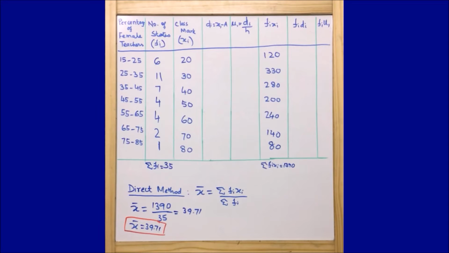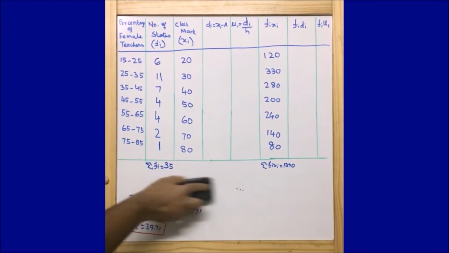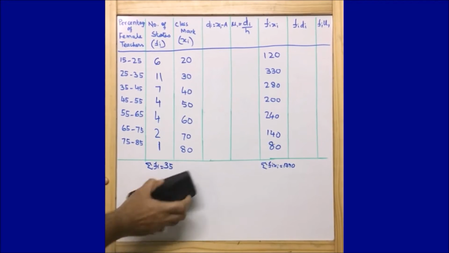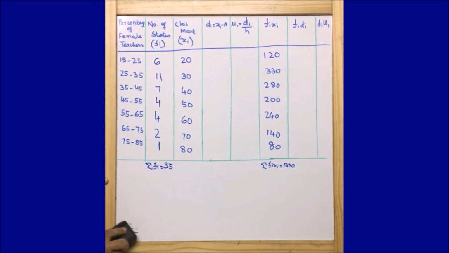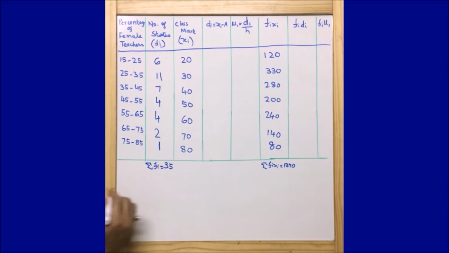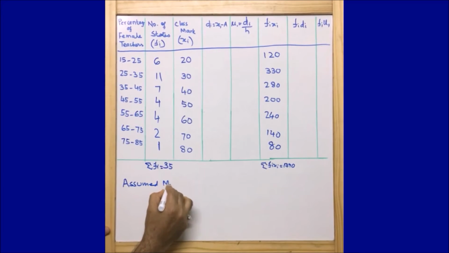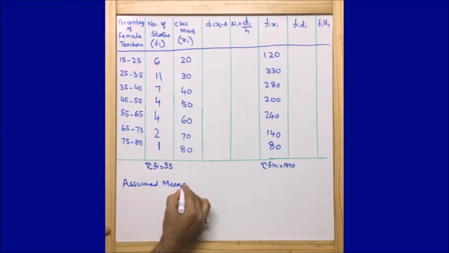Now we will see how to find the mean using the other two methods. Our second method is, as we very well know, the assumed mean method. So let us find out the mean using the assumed mean method. Now the formula for the assumed mean method is, first of all let me note down assumed mean method.